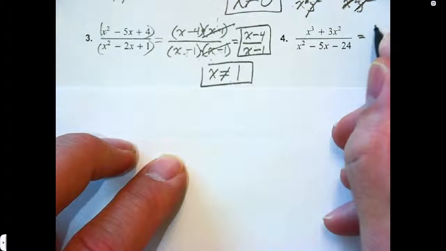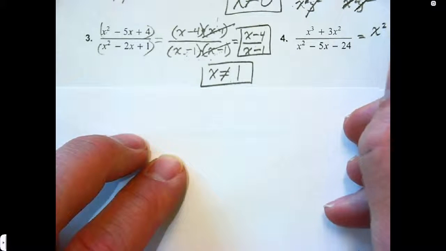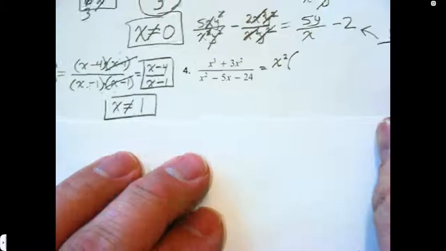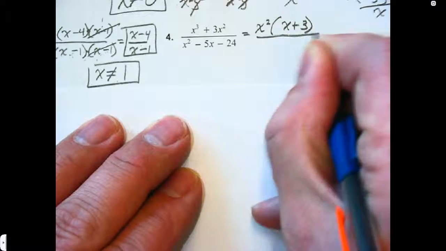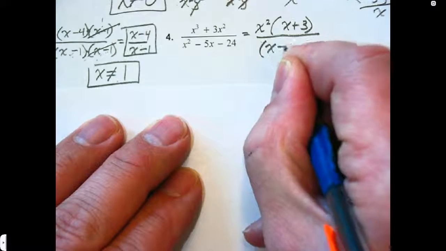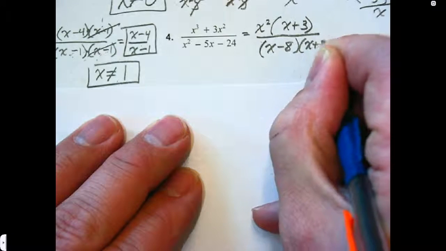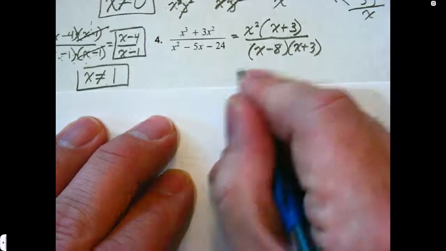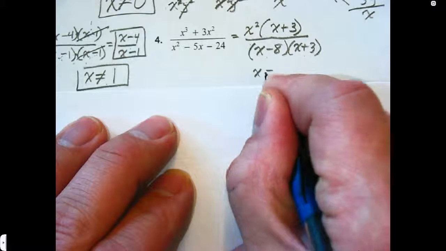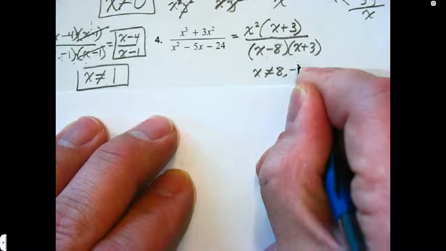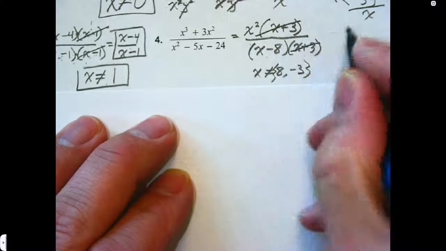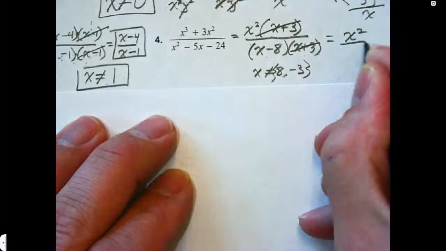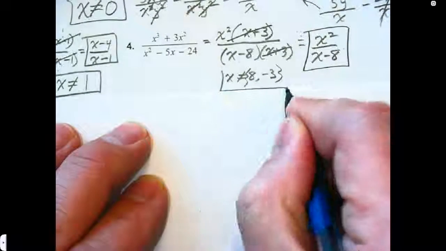So in this top one, you would take out x squared, and you'd be left with x plus 3. And in the bottom, you'd have to be able to factor. Looking at our restrictions right away, x cannot equal 8 or negative 3. And when we cancel, you're left with x squared over x minus 8. And your restrictions.